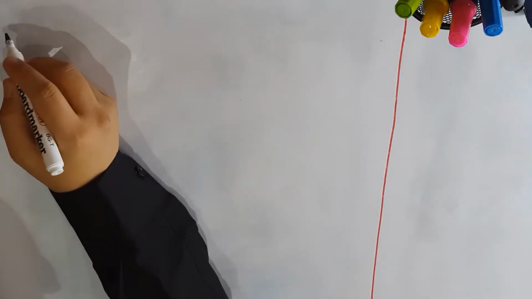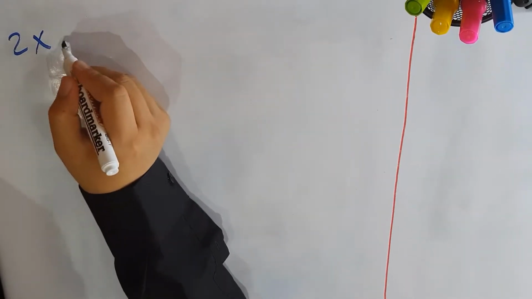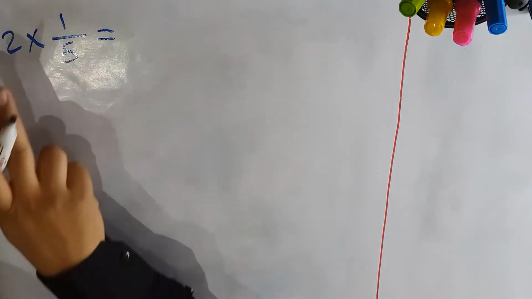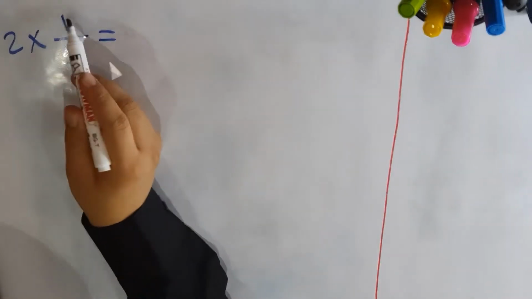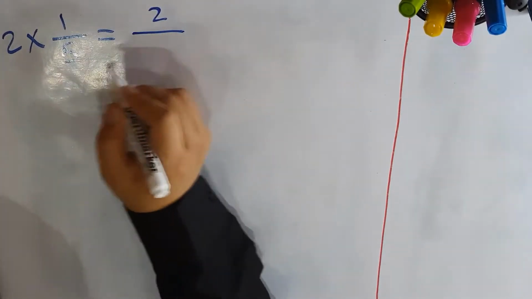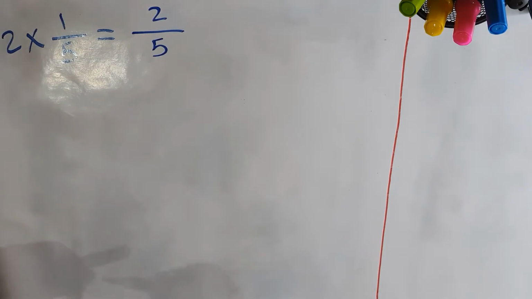Okay, 2 multiply 1 over 5. How do we multiply it? We multiply the whole number with the top number in the fraction. 2 multiply 1 is 2, and the bottom stays the same, 5. Next one.